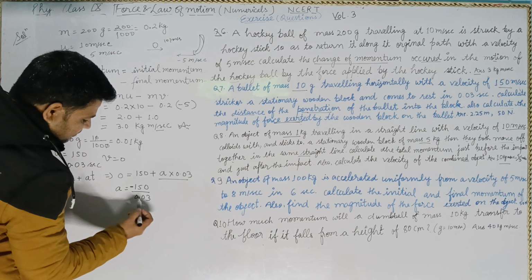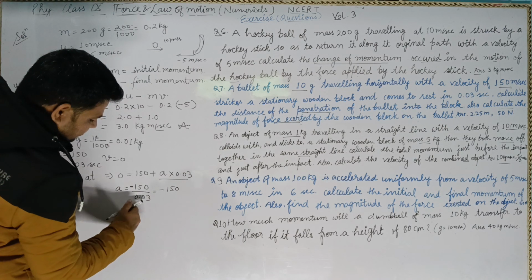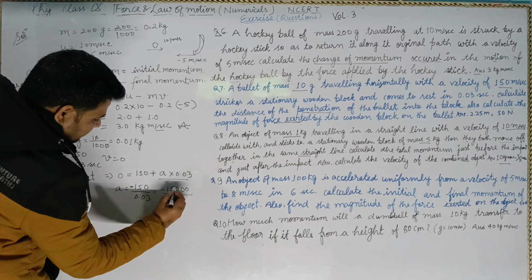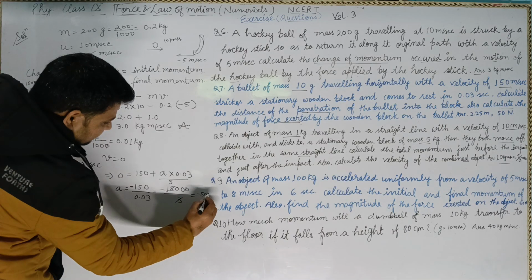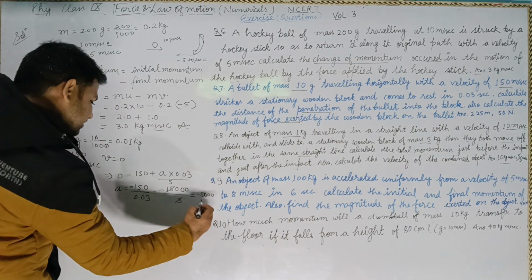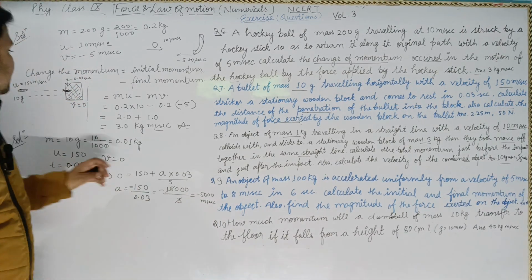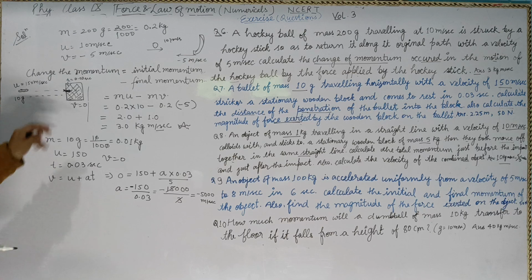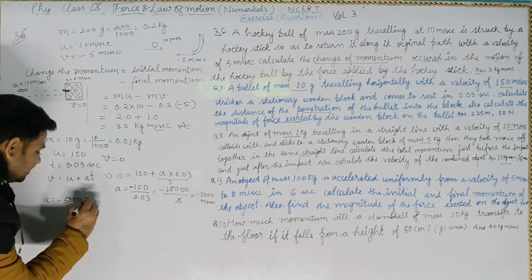We remove the decimal from here and it will be minus 15,000 upon 3. 3 5 is 15, so a is equal to minus 5000 meter per second square. This is the negative acceleration in which the bullet stops in this block. So a is equal to minus 5000 meter per second square.